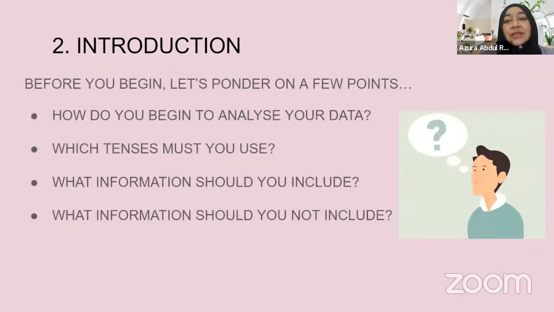For your introduction, before we start, we have to ask ourselves, how do you begin to analyze this data? Which tenses must be used? Tenses can be very confusing. What information should you include and what information should be left out? Because if you look at a graph, there'll be many things there and you cannot write about everything. You have to pick and choose. So which one is better to be picked than the rest? Which aspects do you want to look into?